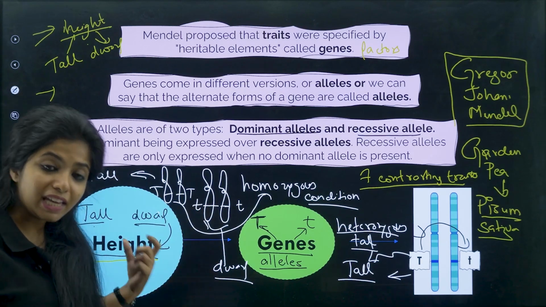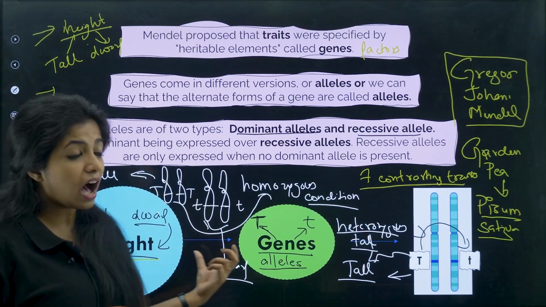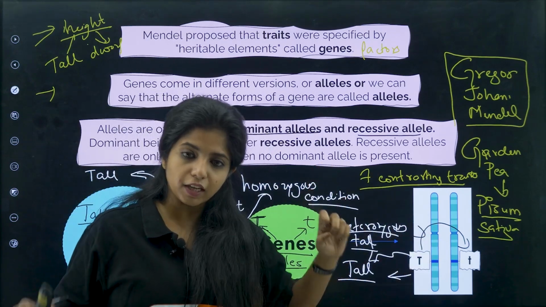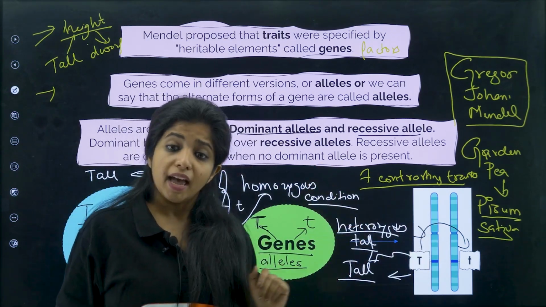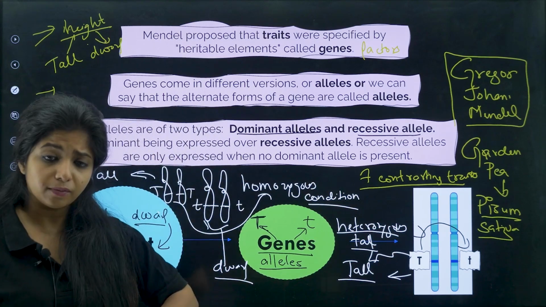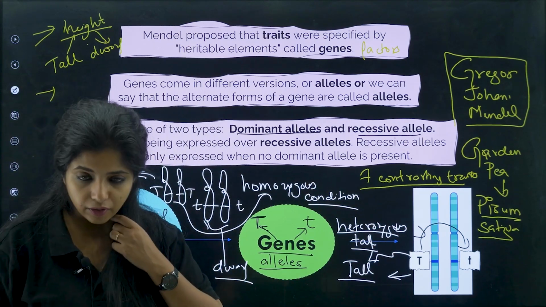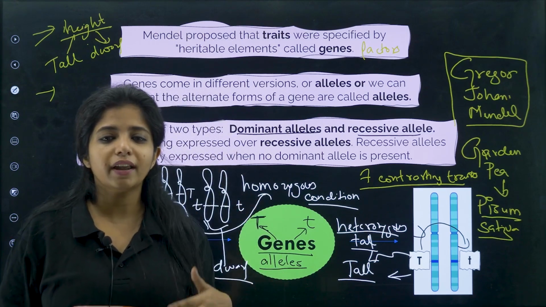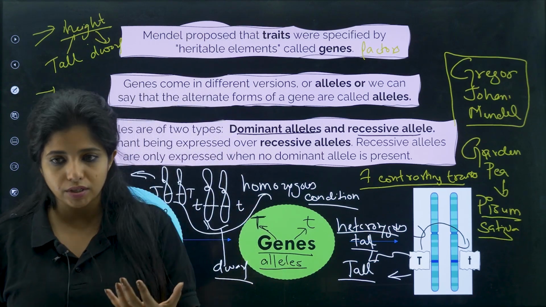Got it? So, each of our traits or each of our characters is specified by some things known as factors, which are there in our genetic material, and these factors come in different forms. One will be the dominant form, the other one will be the recessive form. Now, what do you mean by dominance and recessive? How can we say that this is dominant or this is recessive?